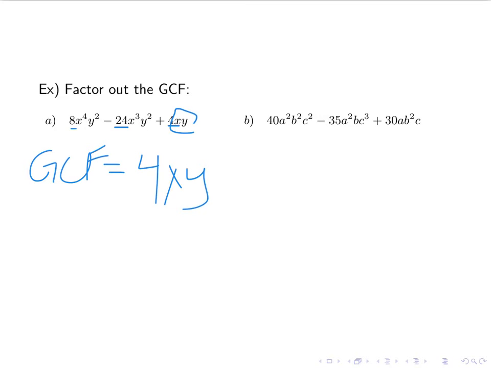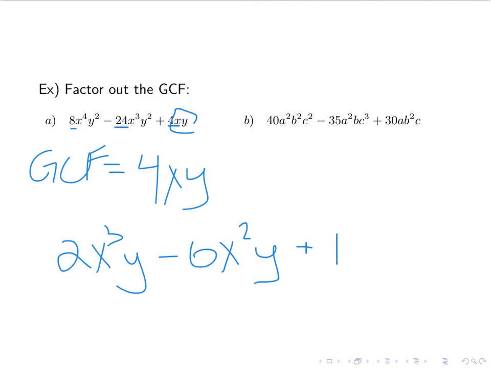So my first term, 8 divided by 4, is 2. X to the 4th divided by x is x cubed. Y squared divided by y is y. Moving on to the second term, 24 divided by 4, 6. X cubed divided by x is x squared. Y squared divided by y is y. And then my last term, 4xy divided by 4xy, 1.